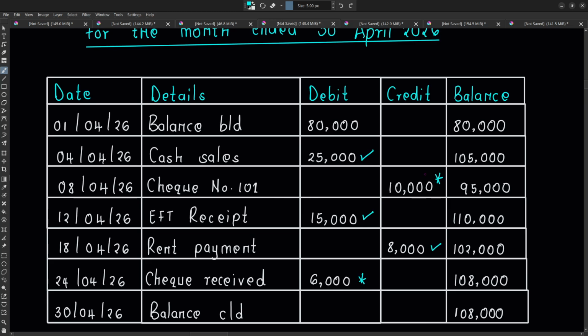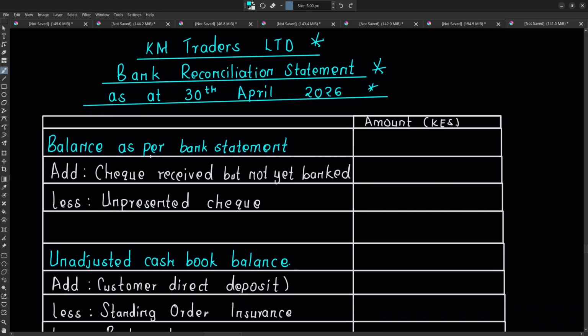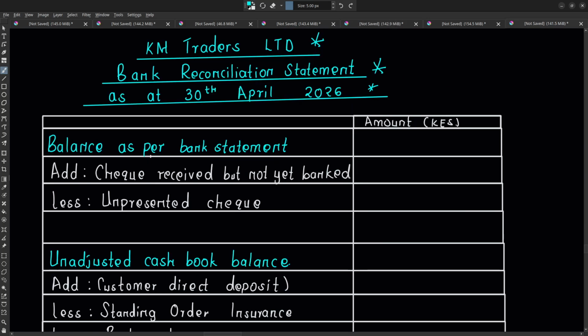So this is where the bank reconciliation comes in. We ask ourselves, first, what is the balance as per the bank statement? The balance as per the bank statement is 110,500. That is after identifying that there is no error with the bank. If there is, we need to write to the bank and tell them, yes, there is a problem. The check we presented was 10,000, but we are seeing here you did 100,000.